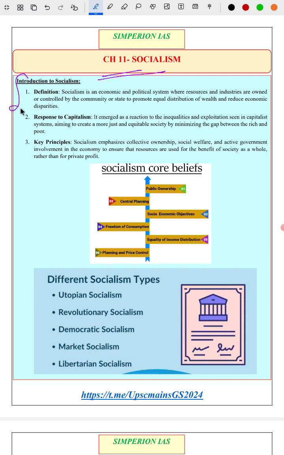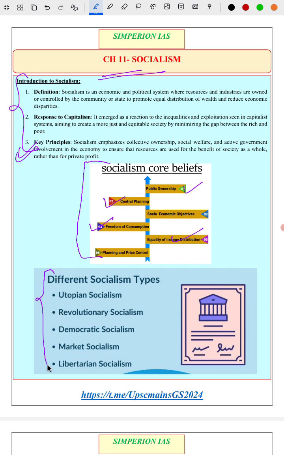Initially we have explained the introduction to socialism. In the video we will not be explaining the concepts in full, just briefly explaining whatever we have covered in these notes, a skeleton for that particular chapter. For socialism, we have given the core beliefs or core features, like public ownership of property, centralized planning, freedom of consumption, equality of income distribution, etc.